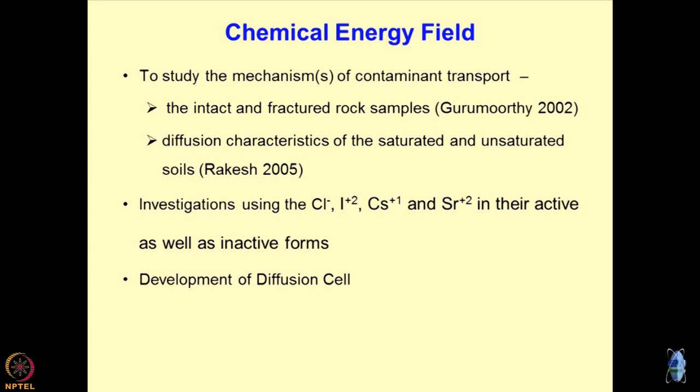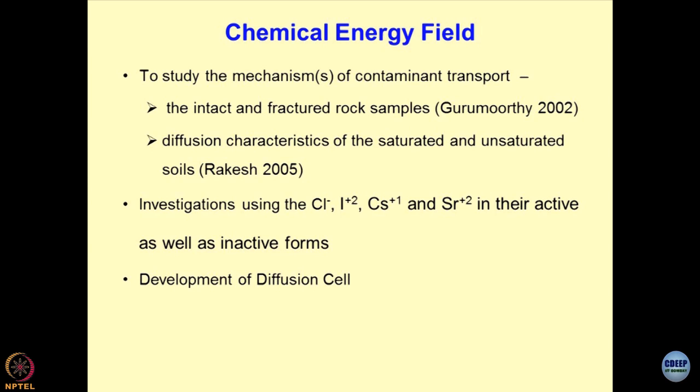I would say this is the first time somebody had studied radionuclide migration through fractured and intact rock mass, in 2002, as early as that. And Dr. Rakesh studied this in saturated and unsaturated soils way back in 2005. So, we studied chloride, iodide, cesium, strontium in their active as well as inactive forms. Active form, when I write for these anions and cations, these are radioisotopes, particularly of cesium and strontium. And so, we have completed the studies on all four possibilities, that is intact rock, fractured rock, saturated and unsaturated soils, reactive contaminants and non-reactive contaminants.